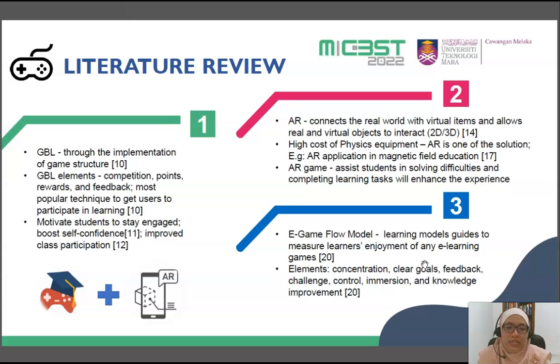So what are the elements that can be used inside the e-game flow model? There are 7 items. First, concentration, then clear goals, feedback, challenge, control, immersion, and knowledge improvement elements.